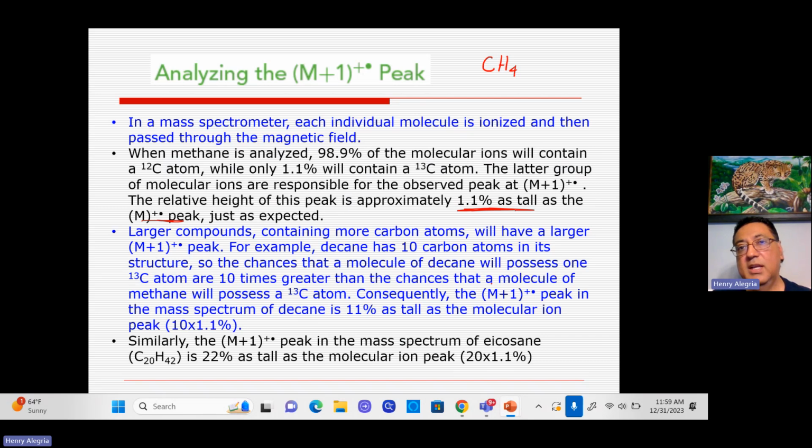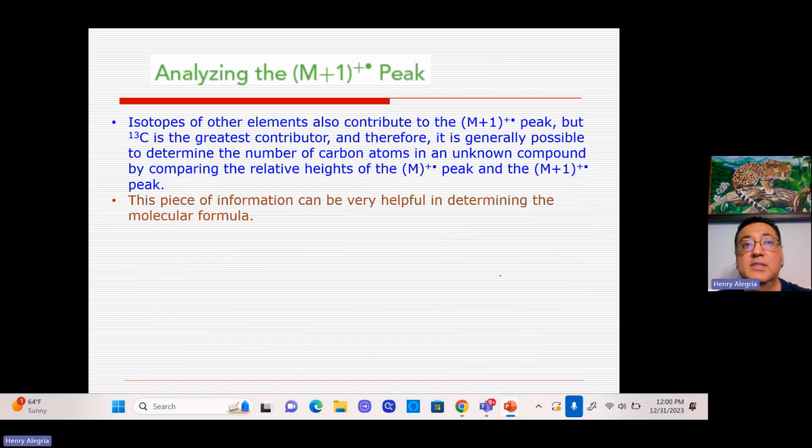Now, if the molecule has more carbon atoms than one, so instead of methane, which has one carbon, what if we're looking at decane? It has 10 carbons. In that case, the relative height of the M+1 peak will be 1.1% multiplied by 10, which is 11%. If I'm looking at icosane, which has 20 carbons, then 1.1 times 20 is going to be 22%. For pentane, which has 5 carbons, the M+1 peak will be 5 times 1.1, which is 5.5%. So 5.5% or 11% or 22% relative to the height of your molecular ion peak. This is the basis for the calculation that's done by analyzing the M+1 peak.